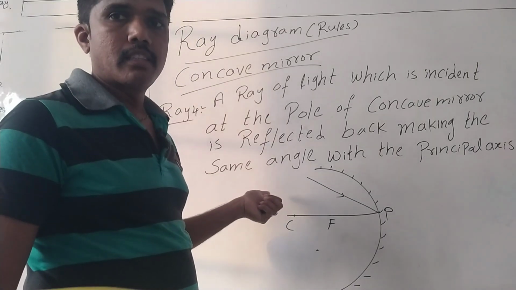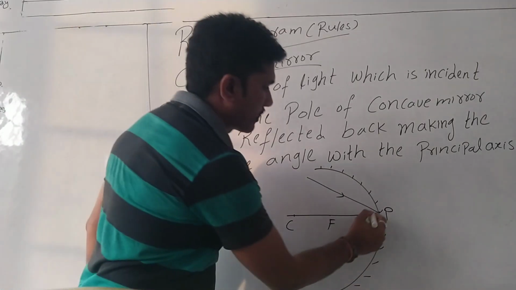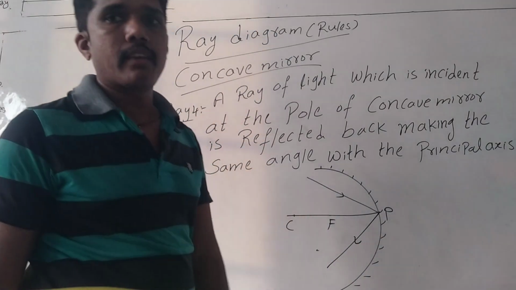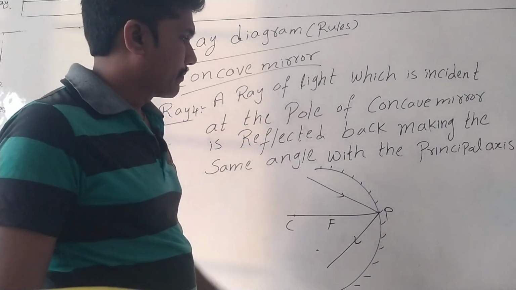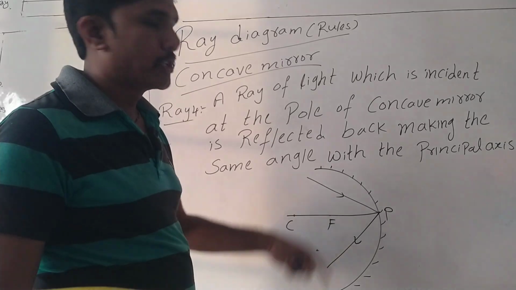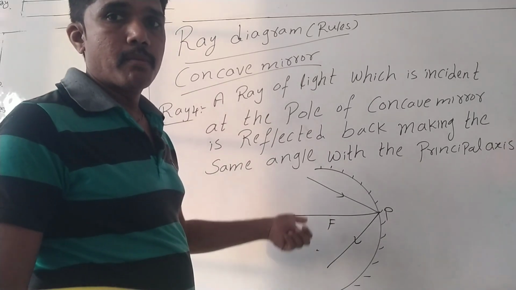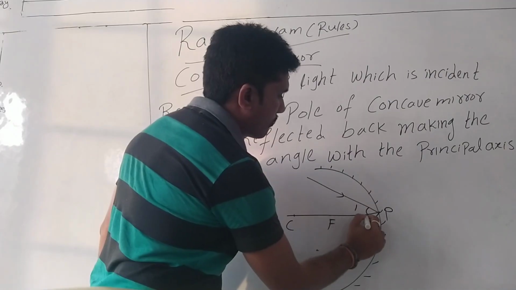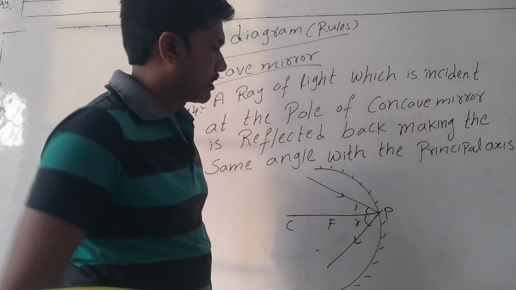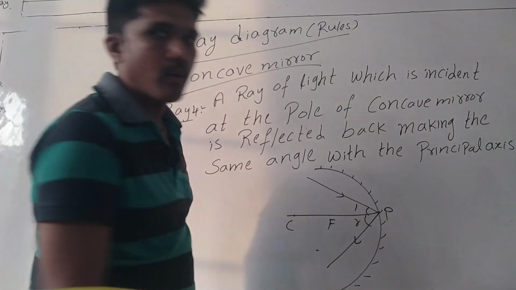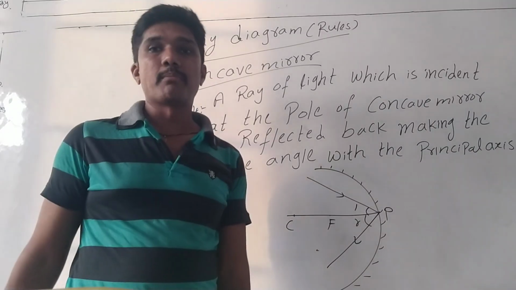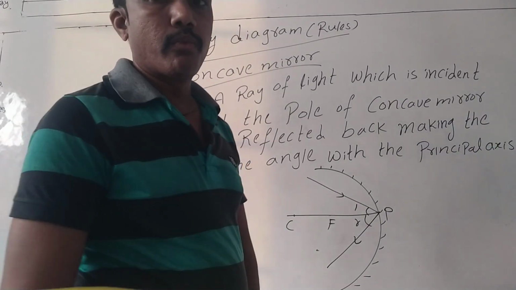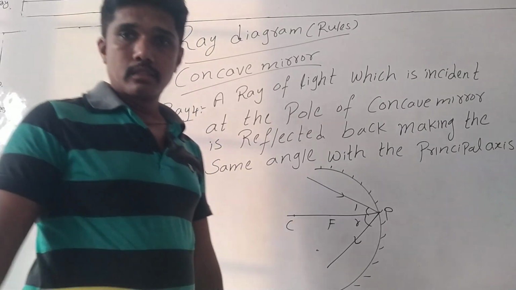That is ray 4. It was reflected back, making the same angle. Which ones make the angle? The angle with the principal axis. Clear? It's very important when you draw the image formation, and by using mirror formulas you can do the solutions. It's very important. Clear?